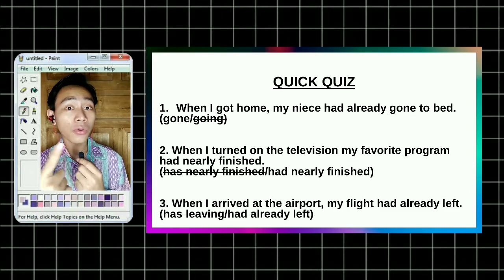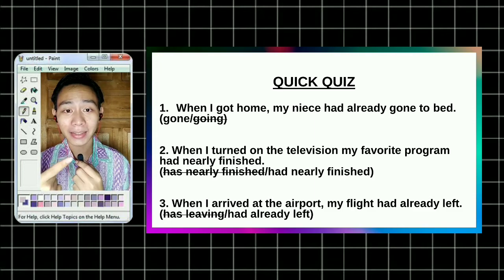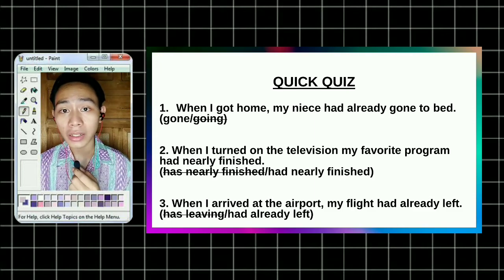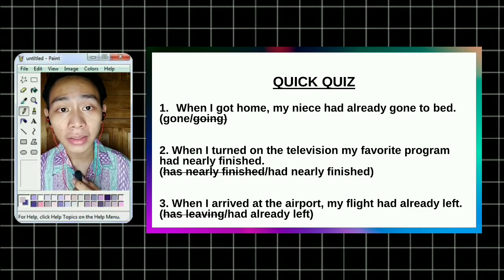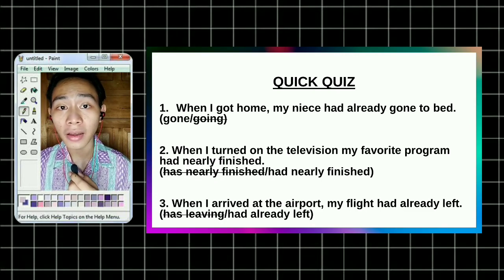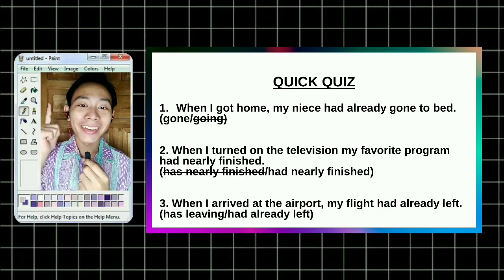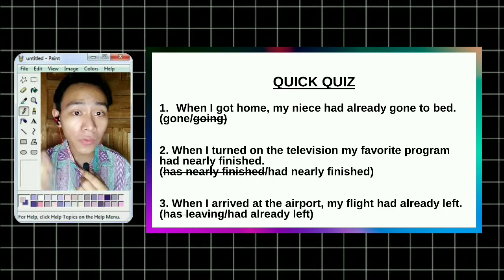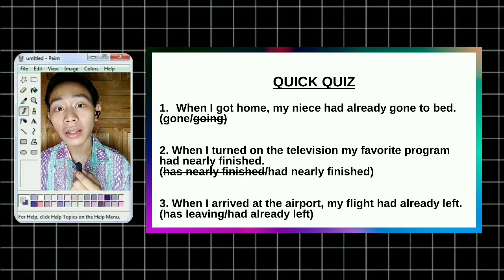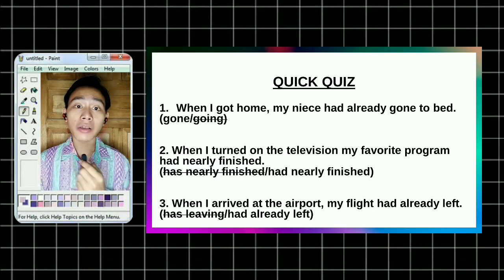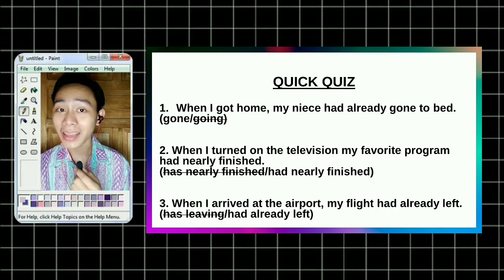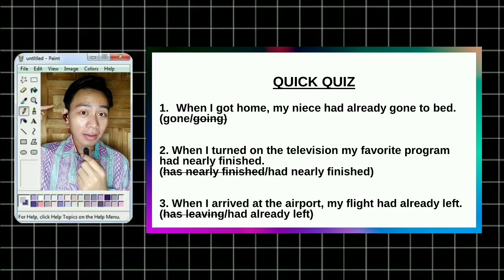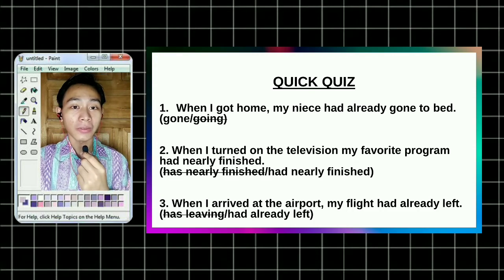Okay, now is the last sentence. When I arrived at the airport, my flight blank blank blank. Correct. Same as the sentence before. Had already left uses had because the formula of the past perfect tense is subject plus had plus past participle. Very good, everyone.